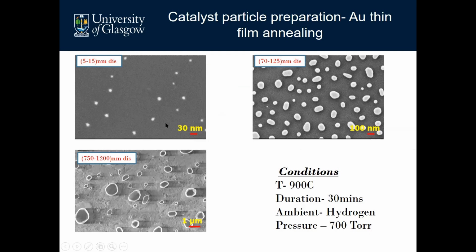These particles are of various sizes, ranging from sub 10 nanometer to the 100 nanometer range and the 1 micron range. If you reduce the particle size, the statistical distribution and the density are in a very controlled way. As we increase the particle size to over 100 or 200 nanometer, the statistical distribution varies. These nanoparticles were produced at a temperature of 900 degrees centigrade for a duration of 30 minutes, in hydrogen ambient, which is not required for gold nanoparticles, and at atmospheric pressure.